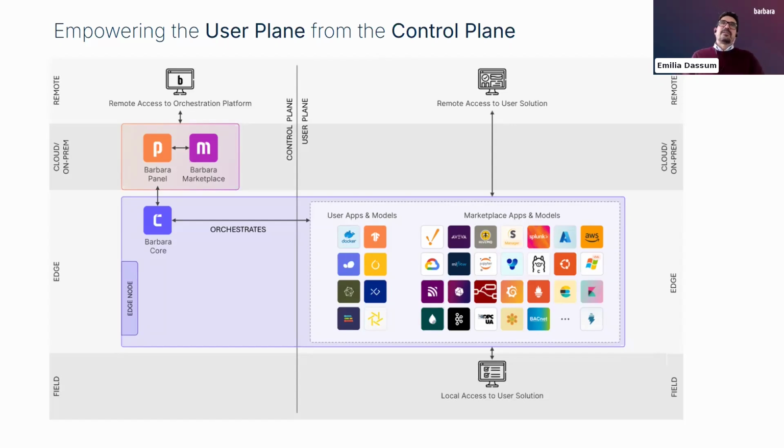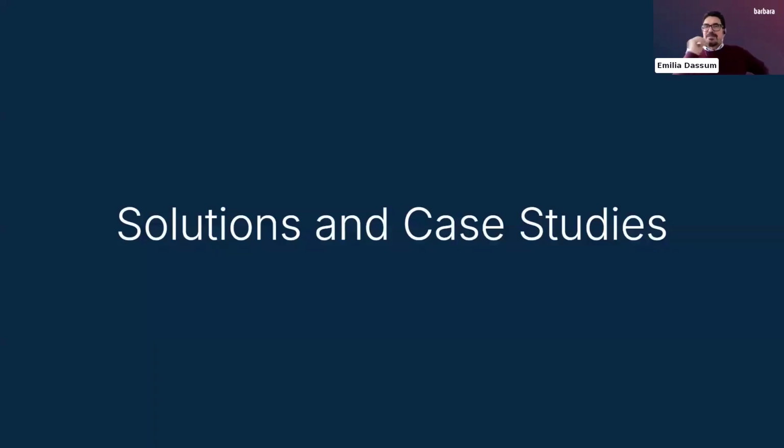Okay, so we can do that. So again, that is the way we work. I think that is a good introduction of why we should use HAI and how Barbara works. And now I think the best thing we can do is move to the solutions and case studies and see everything in action.